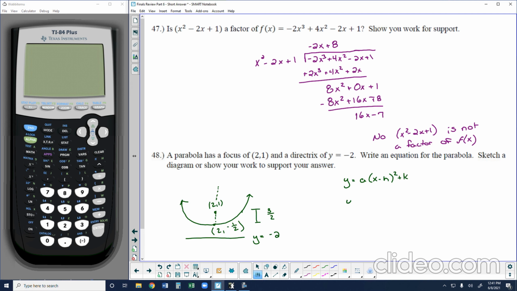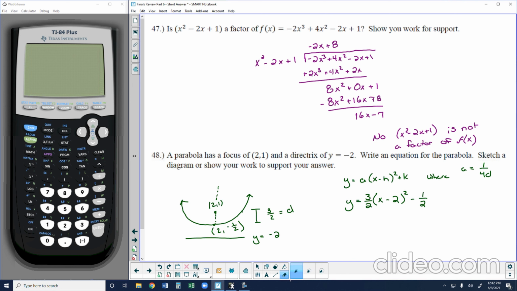Now remember, y is equal to a times the quantity x minus h squared plus k. I'll come back to a in a second, but h is the x coordinate of our vertex. So this coordinate would be 2. k is the y coordinate of our vertex, so this would be -1/2. Now in this equation, a equals 1 over 4d, where d is the distance from the focus to the vertex or the directrix to the vertex, which we found was 1.5 or 3/2.